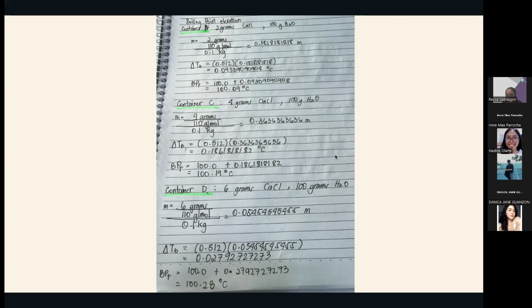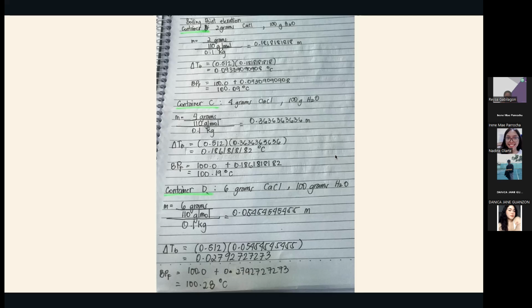For computing the final boiling point, we just add 100 plus the boiling point elevation, which will give us the answer 100.19 degrees Celsius. And lastly, for container D, which contains 6 grams of calcium chloride and 100 grams of H2O, first we are again going to calculate its molality.